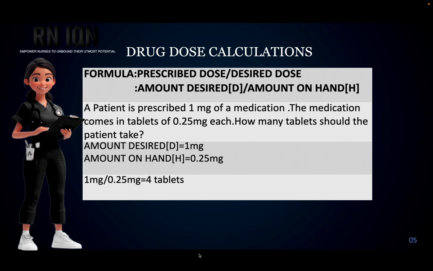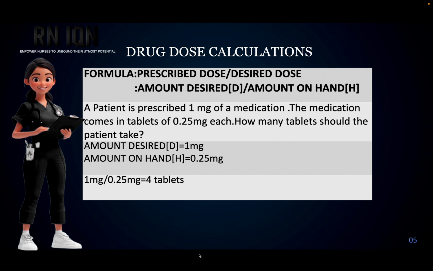The next is drug dose calculation. Drug dose calculations are required when the amount of medication ordered or desired is different from what is available on hand for the nurse to administer. Always follow the formula and apply it correctly to the given situation. In this case, to calculate the dose, remember the formula: amount desired divided by amount on hand.